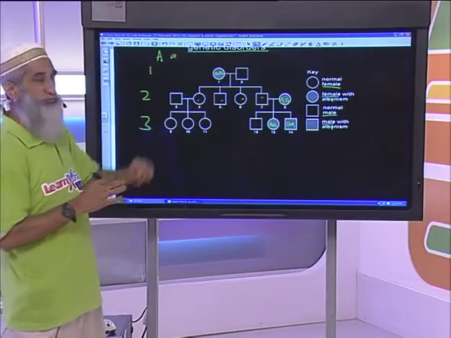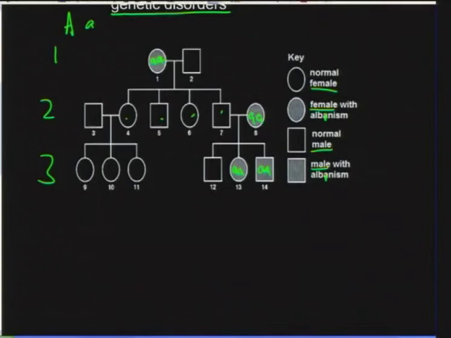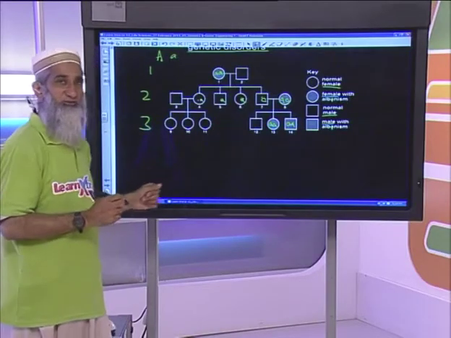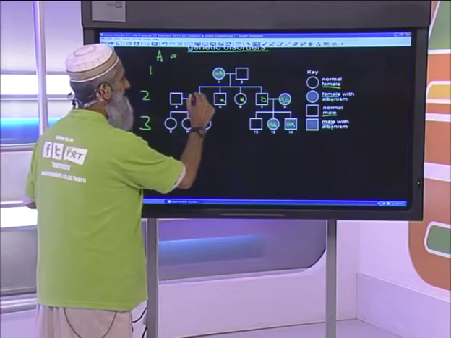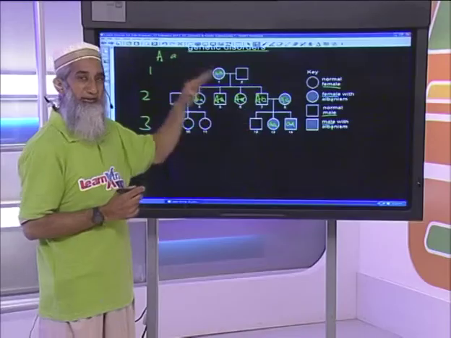From there, we need to go to the parents now. Let's look at 4, 5, 6, 7. All of them should have a small a. Why? Because the mother had the 2 small a's, so she contributed 1 gene to them, all small a's. But are they shaded? No, they're not. So they are normal. So they should have the capital A as well. So they are all heterozygous for this condition. They will be normal, but they will be carriers.